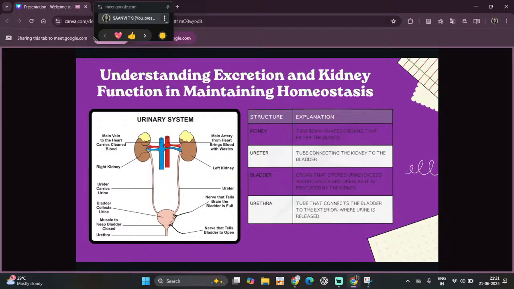This urine has excess water, salts, and urea. By any chance, do you all know how urea is formed in our body? You all can use the comment section to comment your answers.